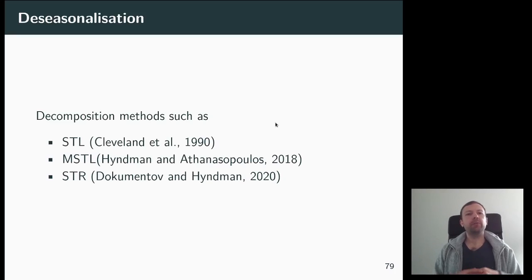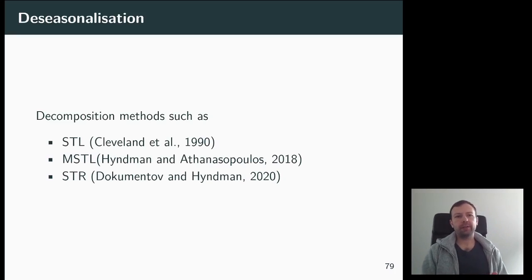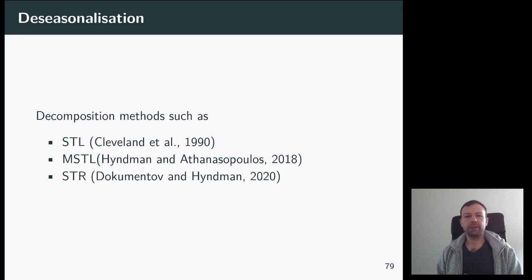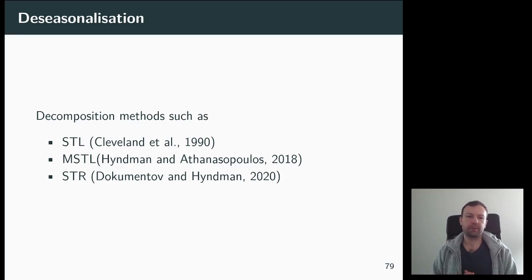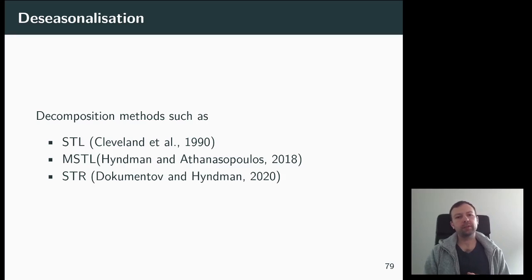Another way to deal with seasonality is to basically just remove it from the data. And there are these decomposition methods, for example, STL, MSTL for multiple seasonalities, STR, so STR is seasonal and trend decomposition with regression, STL is seasonal and trend decomposition using LOESS.